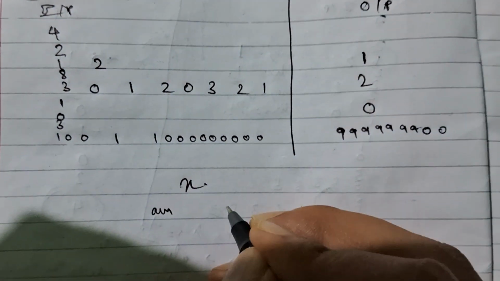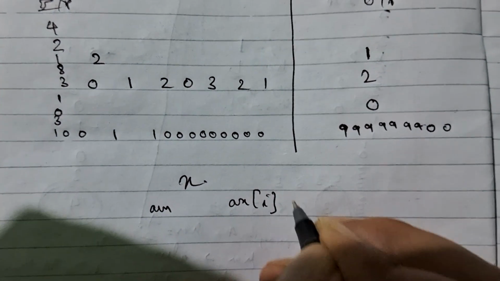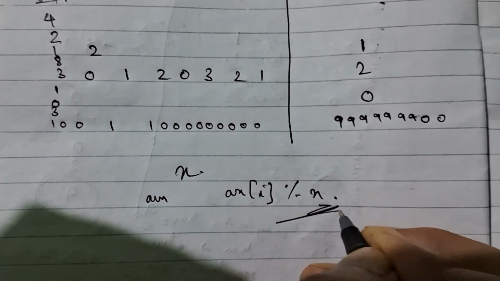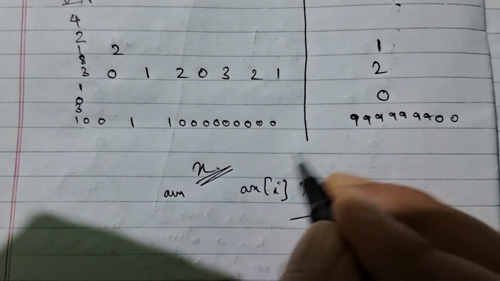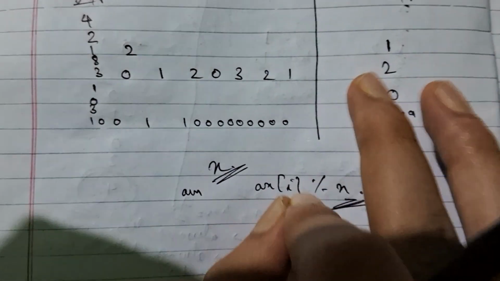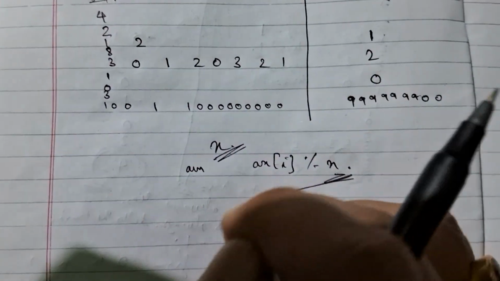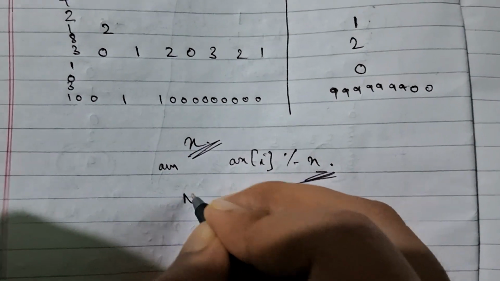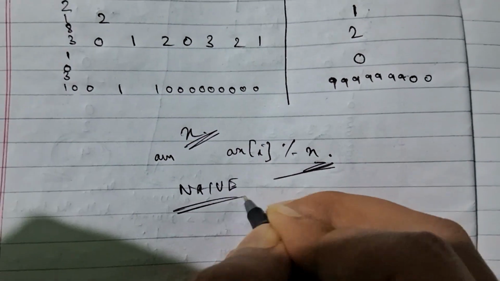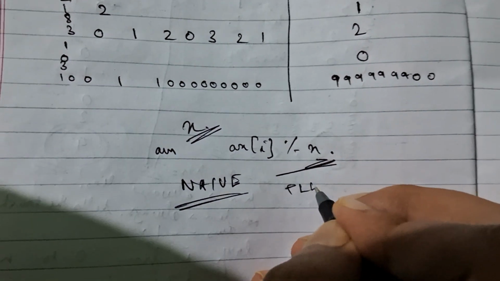you replace all the elements of the array, that is, AR of I will be replaced with AR of I mod x, such that the array becomes a palindrome, and you have to find the biggest possible value of x. The basic approach would be the naive approach, which I have not tried, but I think would give you a TLE.